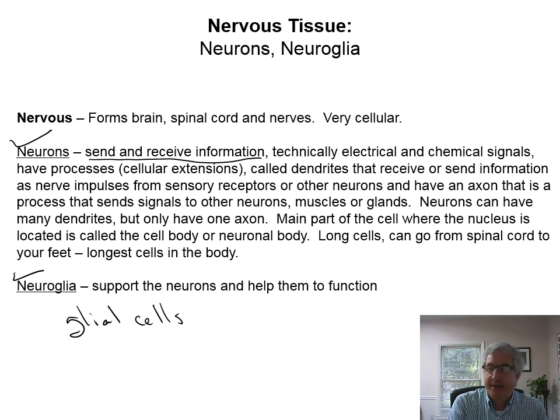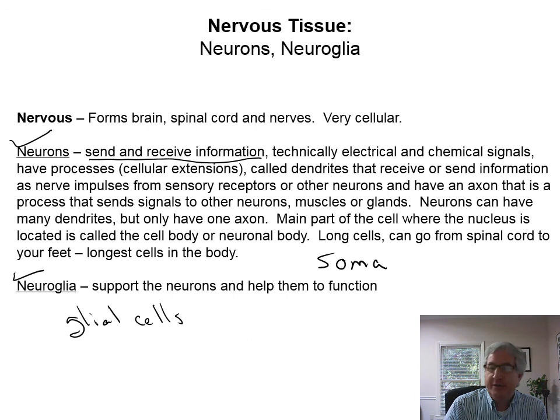Then they have one axon, a process that sends signals to other neurons or muscles or glands. So a neuron communicates with another neuron, or with a muscle or a gland. Neurons can have lots of dendrites, but only one axon. The main part of the cell where the nucleus is located is called the cell body, or neuronal body, or soma. It's not on here, so you'll see that word later on. Soma is also the cell body.